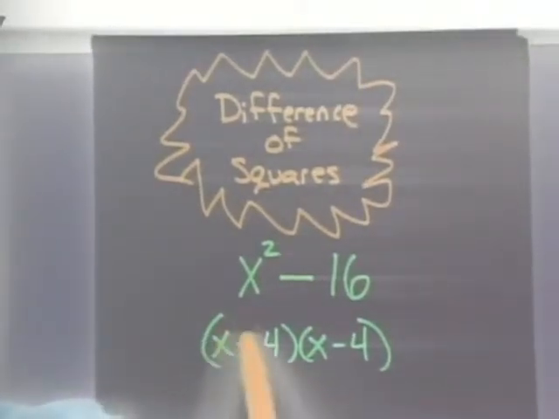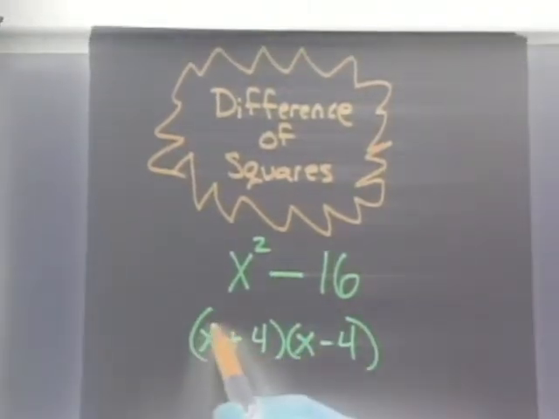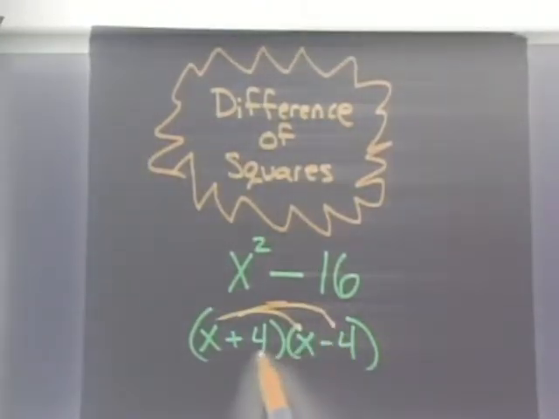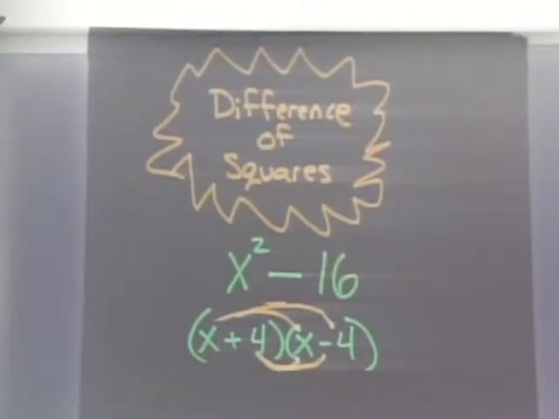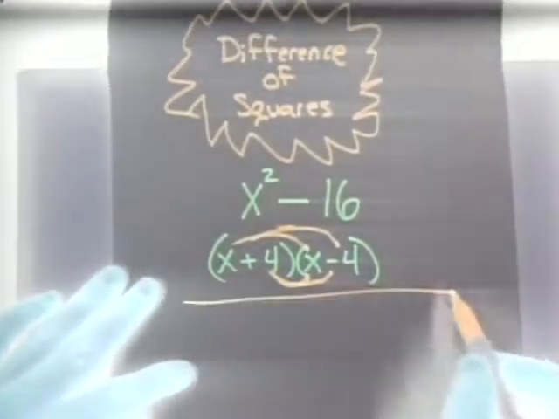And then the way this works is if you FOILed this back out, if you multiplied these two parentheses back out, you would get x squared minus 16. Just watch. There's x squared. That would make minus 4x. That would make plus 4x, which would cancel it out. And then that would make minus 16. So when you factor a difference of squares, it just follows that simple pattern. Take a look at another one.